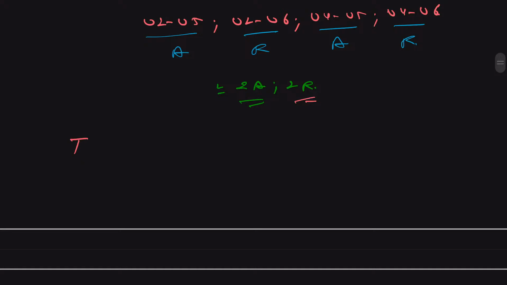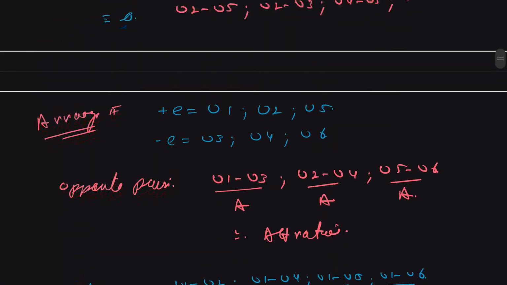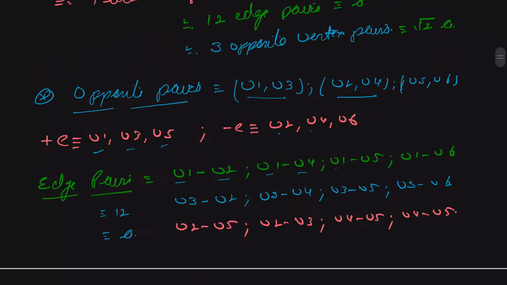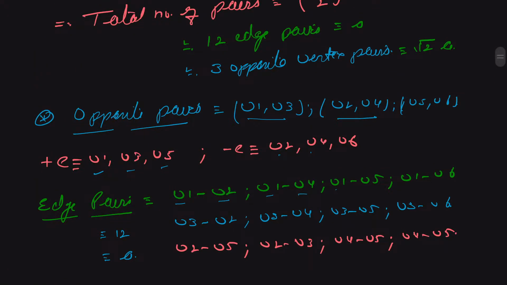Therefore, in total we have 6 attractive and 6 repulsive forces. Okay, so we have identified the forces, so most of the work is done. Now we come to our solution part. And in arrangement 1, so this was our arrangement 1. I forgot to mention it here.